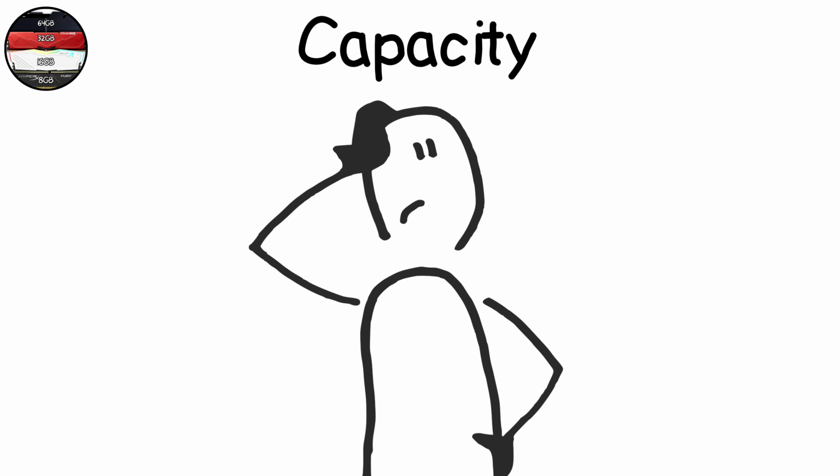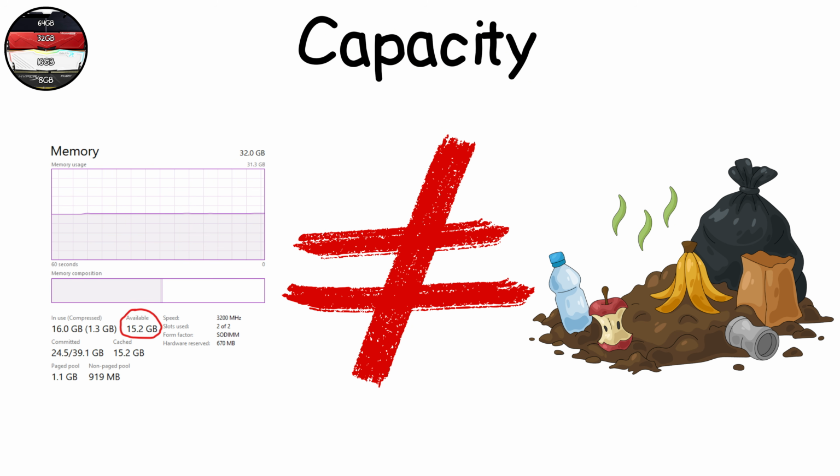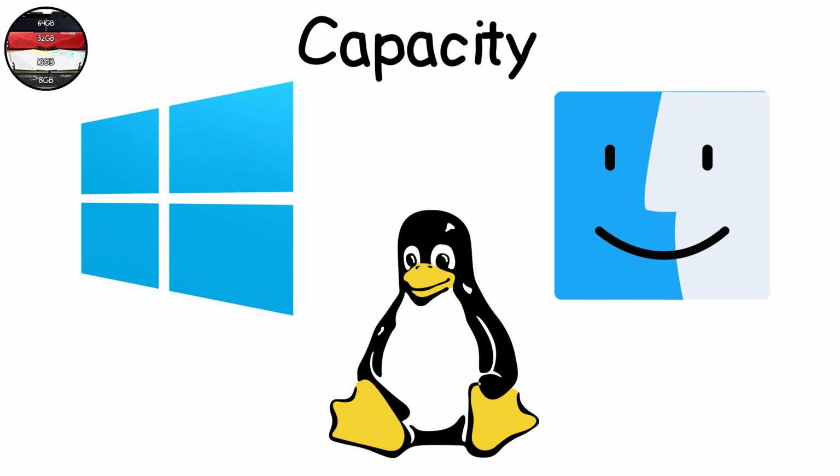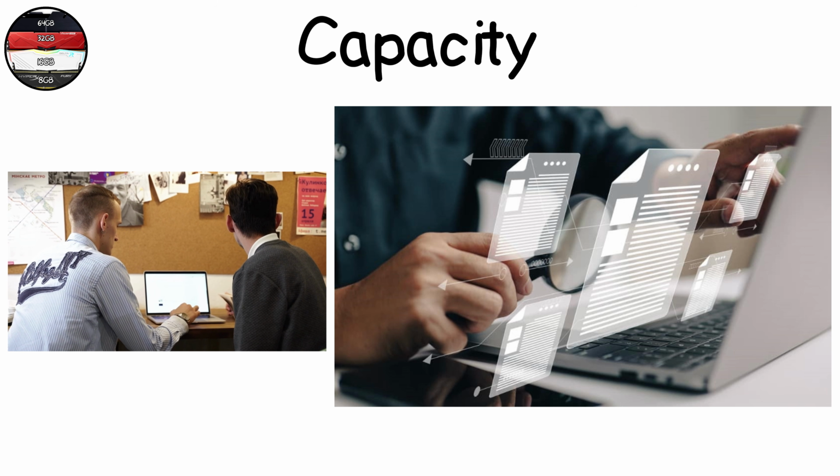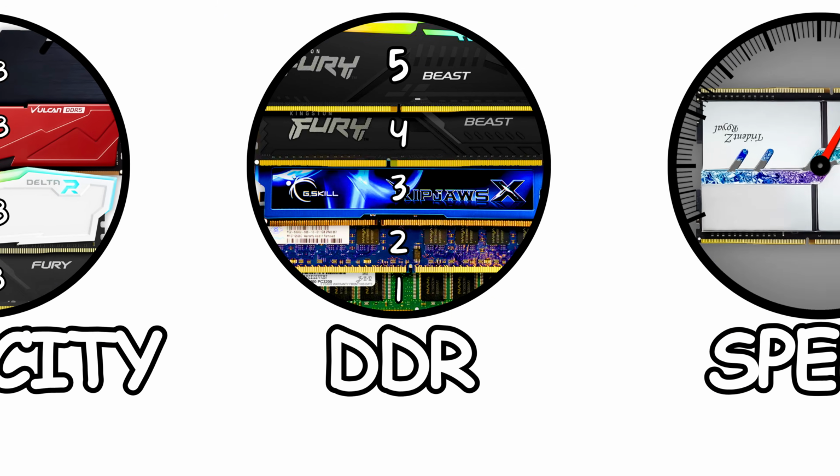One common misconception: unused RAM is not wasted RAM. Your operating system actively uses available RAM to make your computer run smoother by keeping frequently used files ready to access. DDR. DDR stands for double data rate.